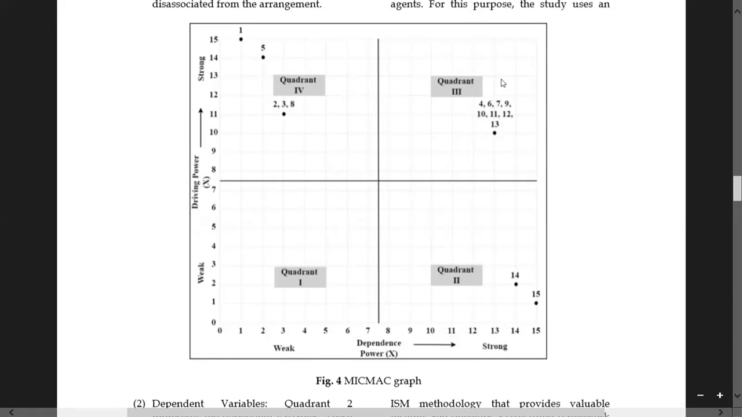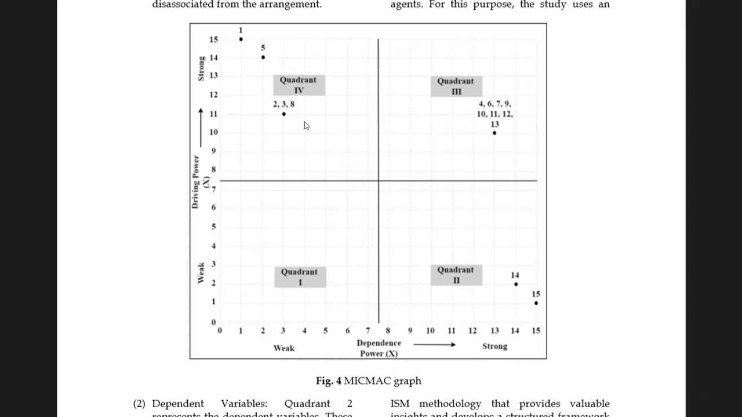Quadrant 3, these are called intervening variables. And quadrant 2 is the dependent variable. It always goes from 4 to 3 and 3 to 2. It goes like that. See, this one is 1, 5, 2, 3, 8. These are something top management enabled points. It means these are the points which don't depend on anything else, but they are the trigger points. They actuate, they start the other things.